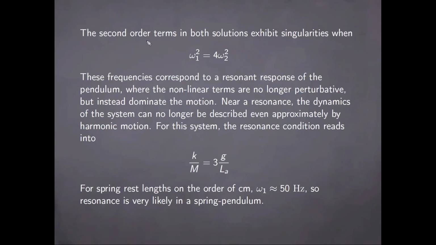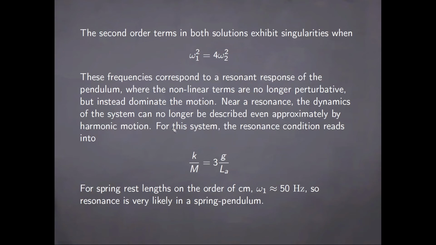However, the second order terms in both solutions exhibit singularities when omega 1 squared is equal to 4 times omega 2 squared. These frequencies correspond to a resonant response of the pendulum, where the nonlinear terms are no longer perturbative, but instead dominate the motion. Near a resonance, the dynamics of the system can no longer be described even approximately by harmonic motion.